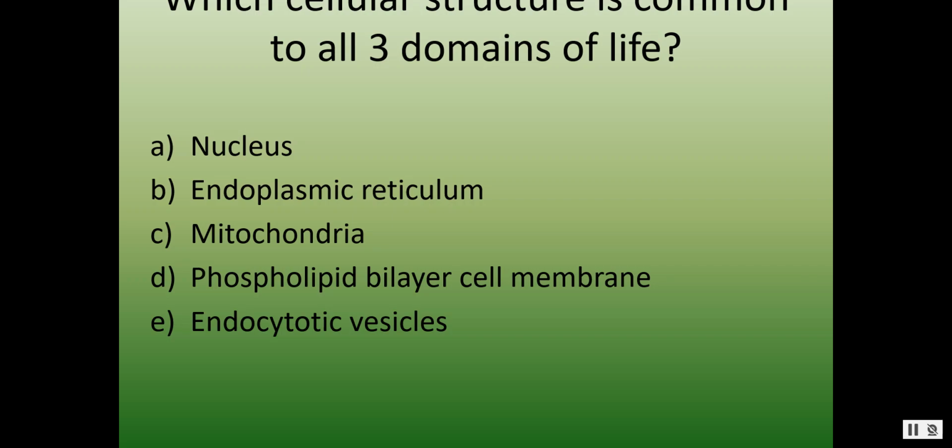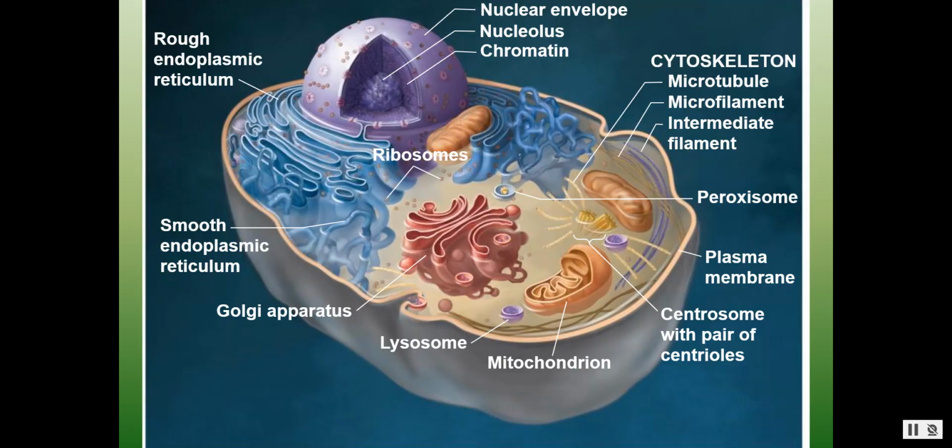So which cellular structure is common? Nucleus? Nope. These other things you've never heard of? Nope. But the cell membrane? Yes. All three domains, bacteria, archaea, and eukarya, all have a phospholipid membrane. So this is a picture of a fictitious animal cell, and you will see how it is much more complicated than the image of the bacterial cell.